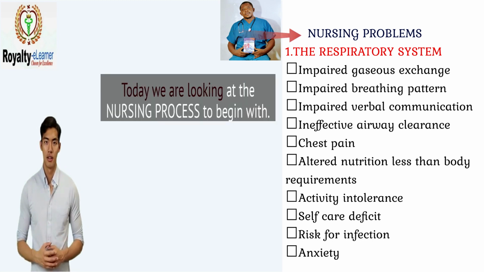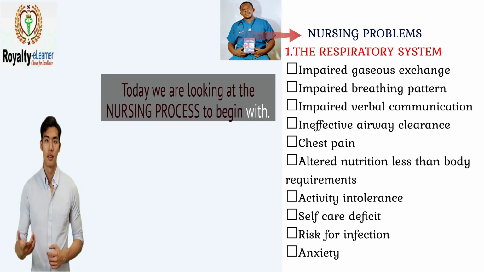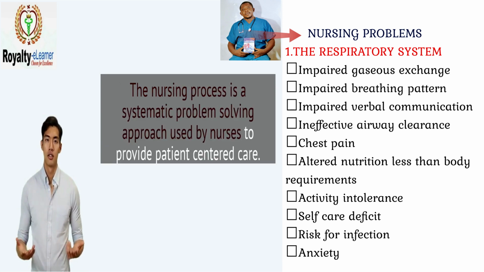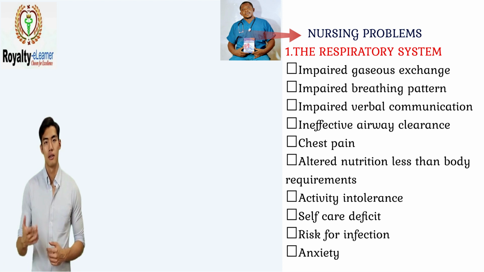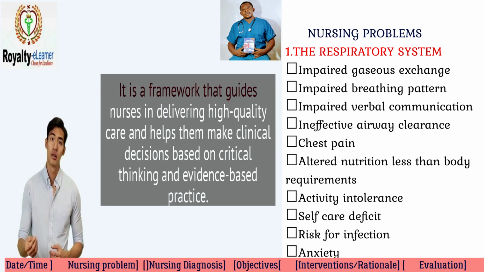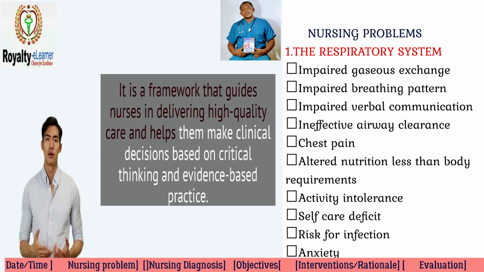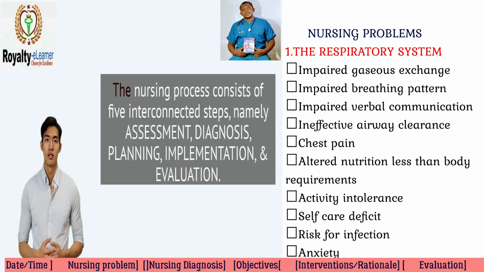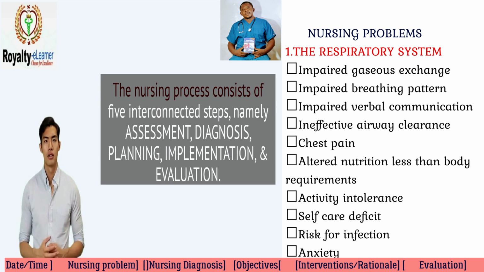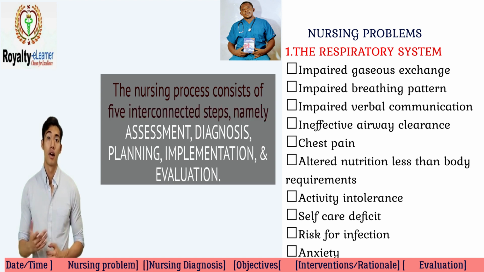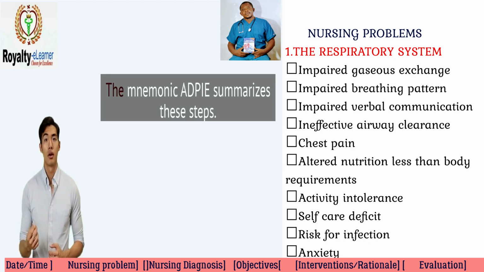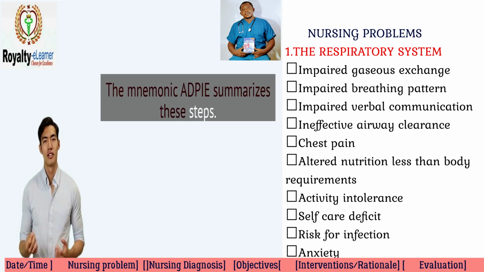Today, we are looking at the nursing process. To begin with, the nursing process is a systematic, problem-solving approach used by nurses to provide patient-centered care. It is a framework that guides nurses in delivering high-quality care and helps them make clinical decisions based on critical thinking and evidence-based practice. The nursing process consists of 5 interconnected steps, namely, assessment, diagnosis, planning, implementation, and evaluation. The mnemonic ADPIE summarizes these steps.